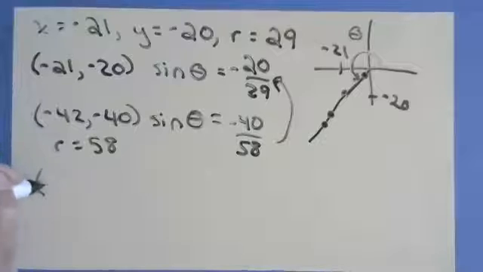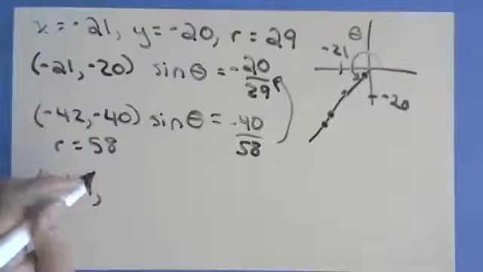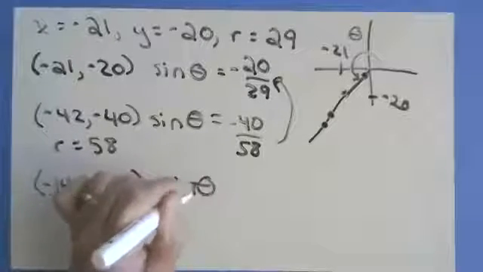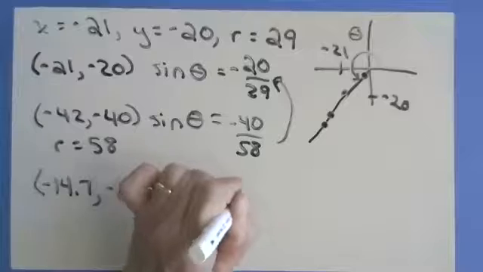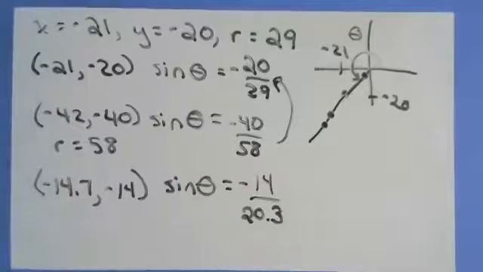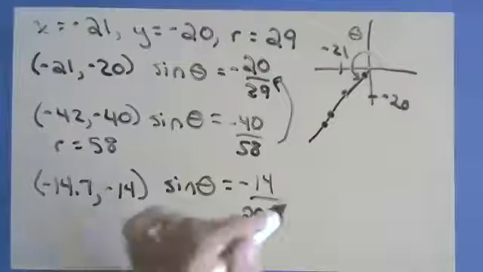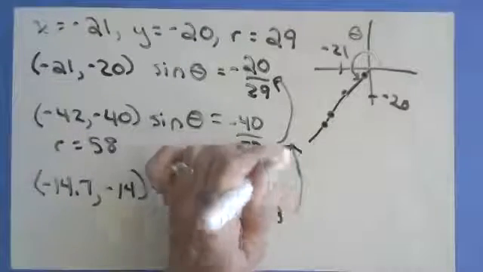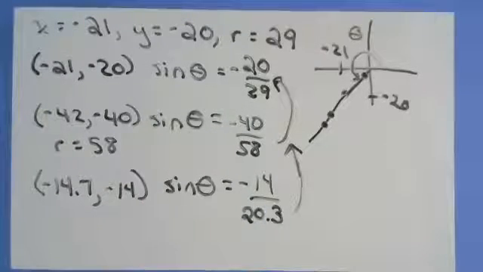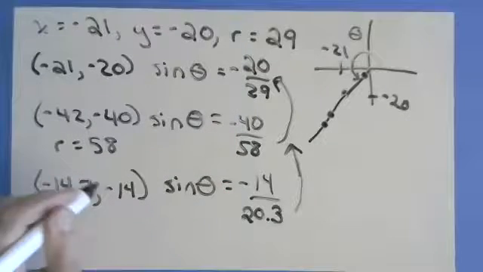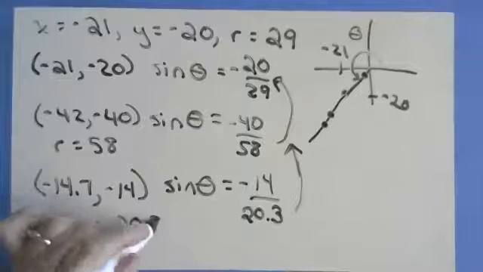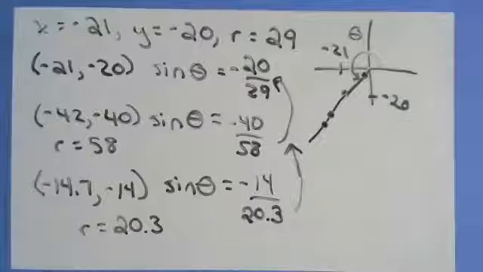But if I pick something like negative 14.7, comma, negative 14, I still get that ratio for sine to be negative 14 over 20.3 when I calculate my r, and I still get the same value that I get if I put in negative 20 over 29. So get out your calculator right now and check these different values. Double check that this r comes out to be 20.3, and I will let you find the exact value of it.